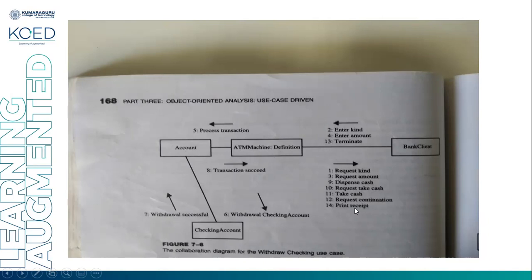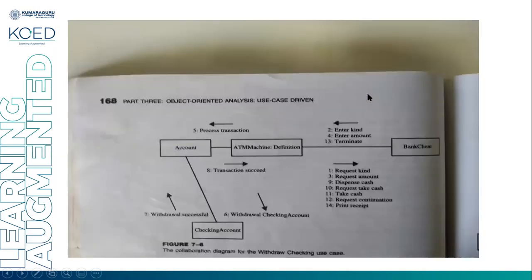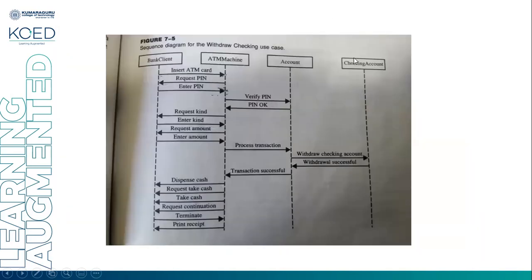This is a collaboration diagram for the withdraw checking use case. Similarly, we have a withdraw from saving use case. We are having another one, which is saving account. Okay, apart from checking account, we are having a saving account. Compared to that, here we don't have a checking account.